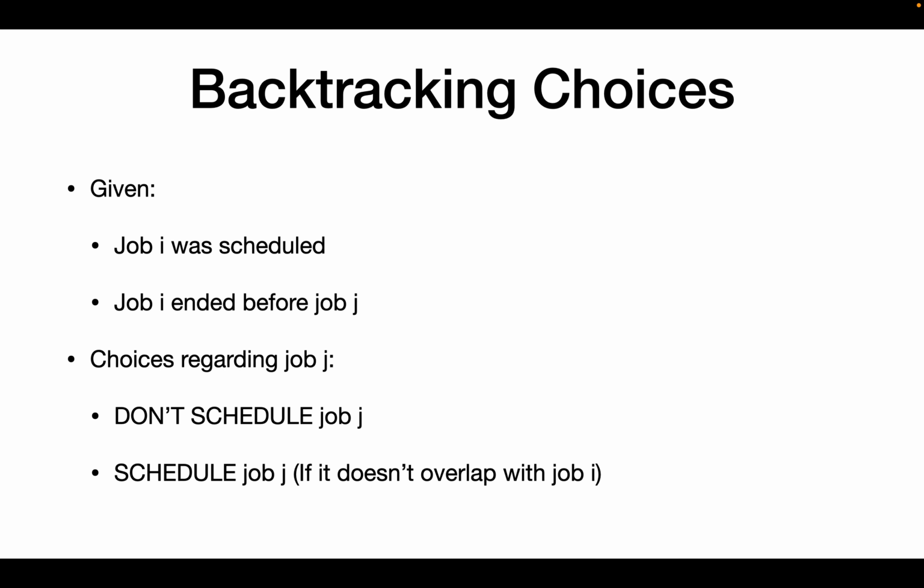So let's recap that backtracking solution there. At every point in the recursion of the backtracking algorithm, we were given that job I was already scheduled and job I ended before job J. That's all we know. We use those 2 things to find out if this new job conflicts with the golden set of scheduled jobs. And then at every point in the recursion, we had choices to make. Do we schedule the job J or do we not?